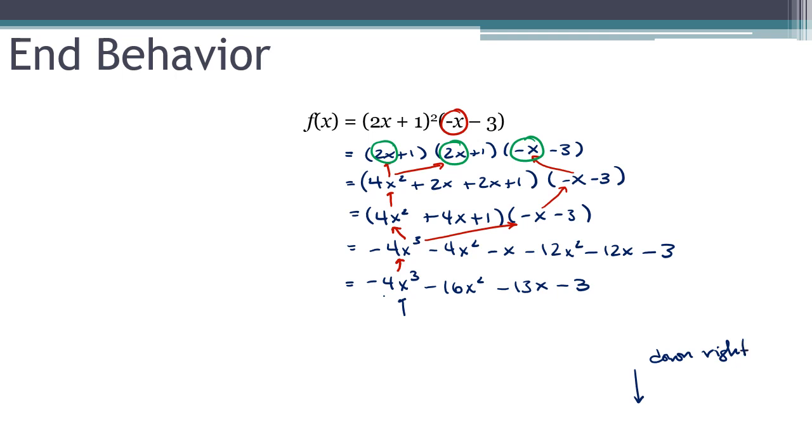And if I put a really big negative number in there and cube it, it's negative. Multiply it by negative 4, it's positive. So this one will be going up to the left. Okay, so what we're seeing here, and the method I really wanted to get across in this presentation, is that to answer the question of end behavior when the polynomial is factored, all you need to look at are the leading coefficients of the factors, right? Actually, the leading terms of the factors, because we need the x's as well to get the final exponent.